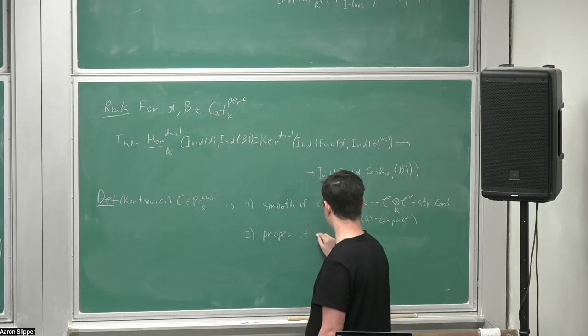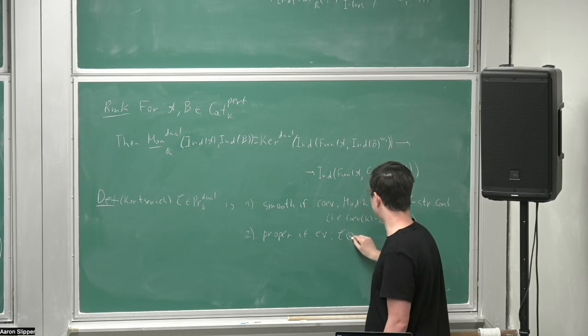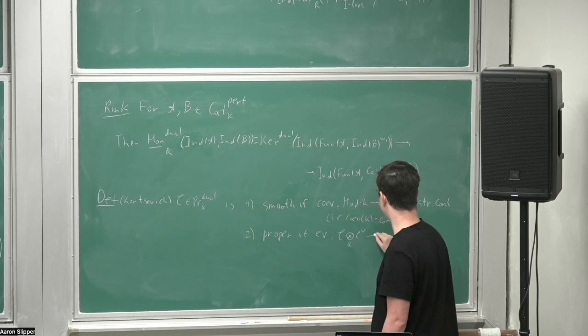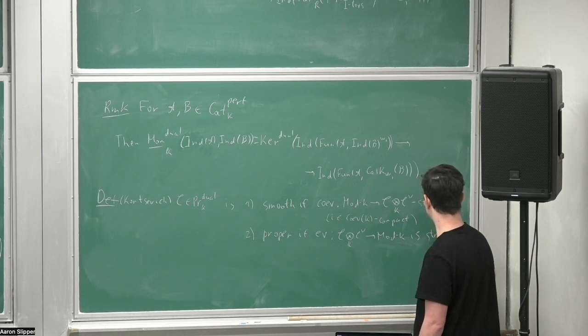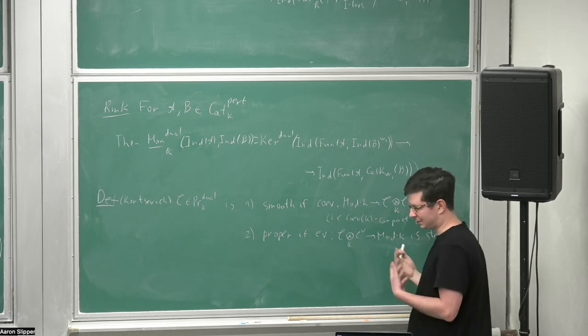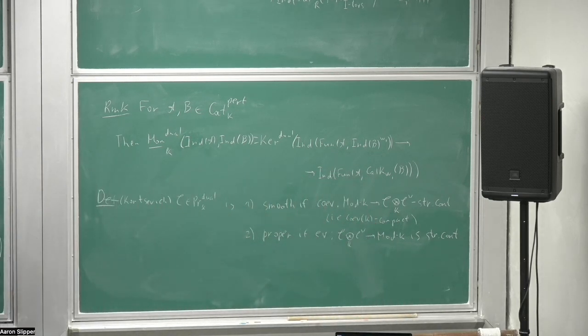if the evaluation functor from C convex dual tensor C to K-modules is strongly continuous. In this sense, they are in some sense dual to each other. One is related in terms of coevaluation, the second one in terms of evaluation.